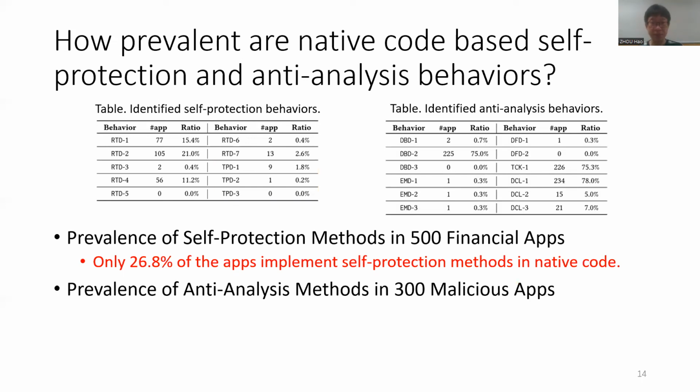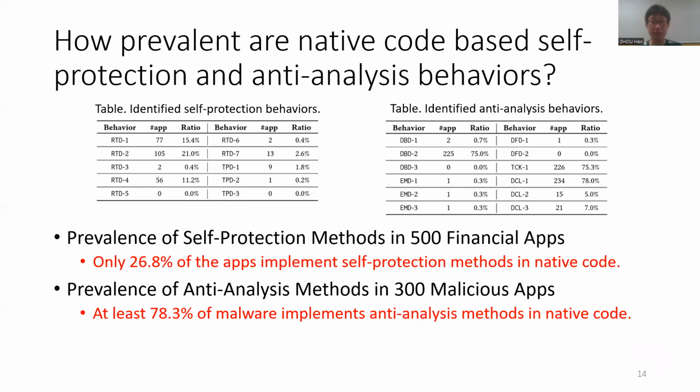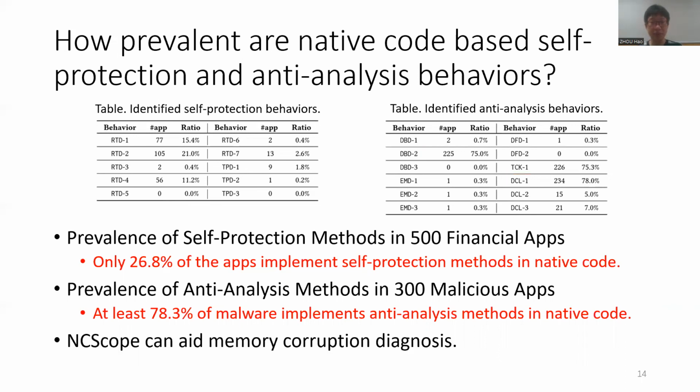To investigate the prevalence of anti-analysis methods, we apply NCScope to 300 malicious apps. NCScope identified that 235 out of 300 malicious apps implement anti-analysis methods in their native code, implying that Android malware commonly has anti-analysis behaviors. Moreover, we observe that these malicious apps commonly adopt debugger detection, timing checks, and dynamic code loading to perform anti-analysis. We also apply NCScope to detect memory corruption in native code of apps adapted from a collection of open source test cases to show that it can aid memory corruption diagnosis.